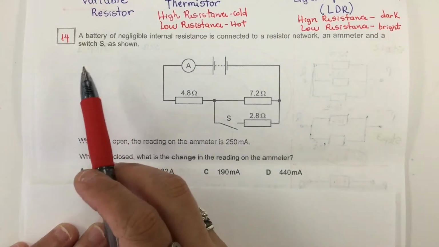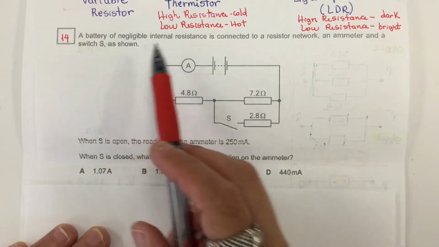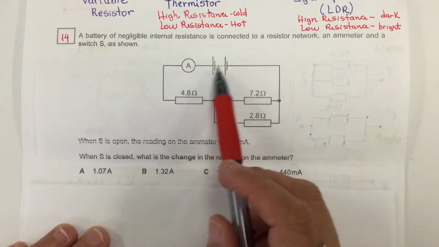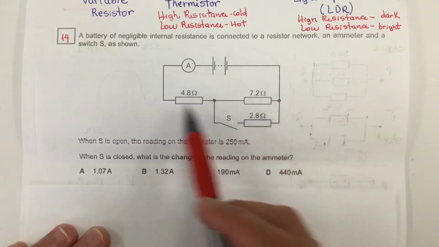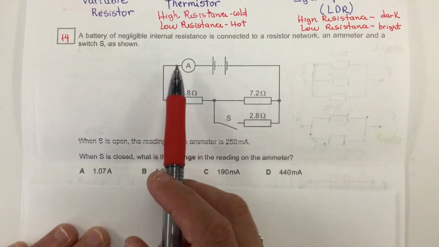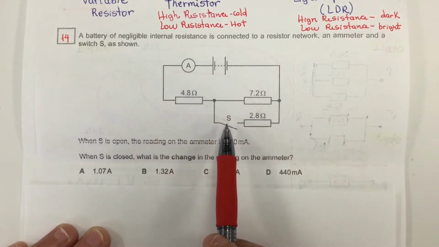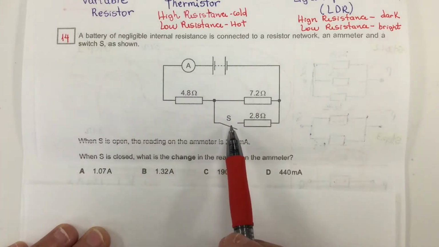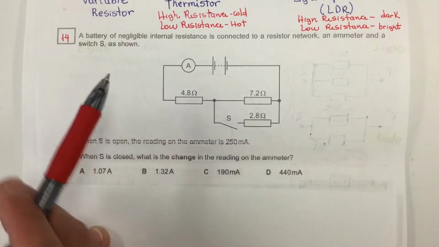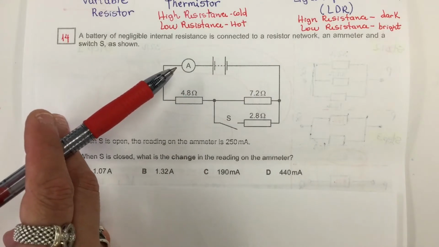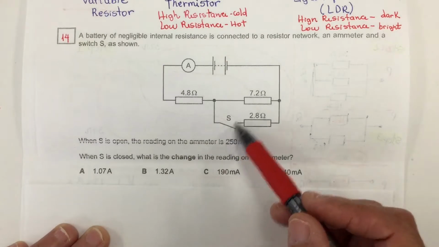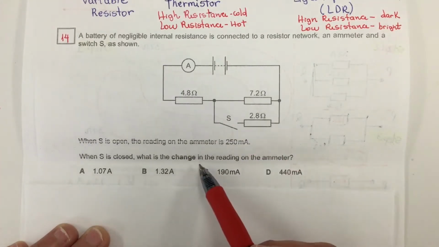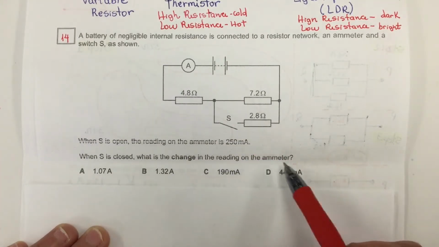Question 14. A battery of negligible internal resistance is connected to a resistor network. An ammeter and a switch S are shown. When S is open, the reading of this ammeter is 250 milliamps. When S is closed, what is the change in the reading of the ammeter?